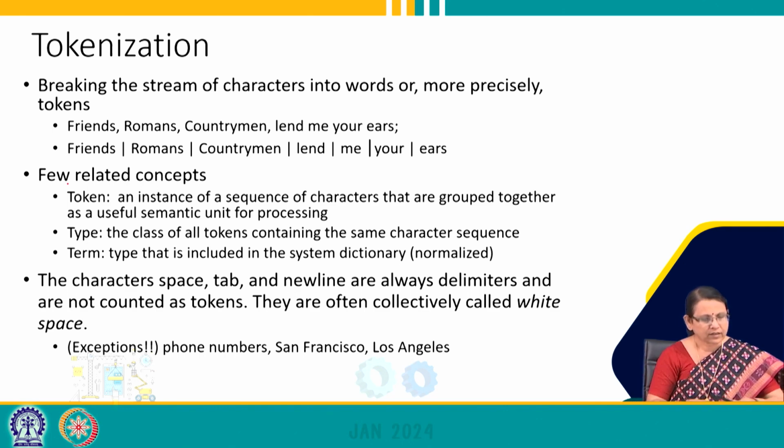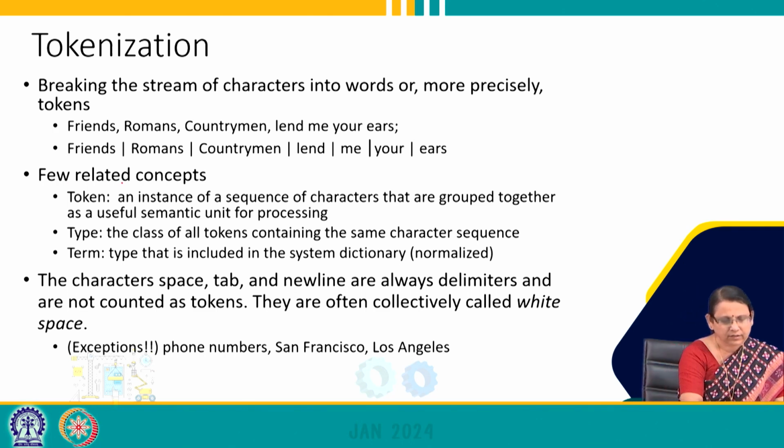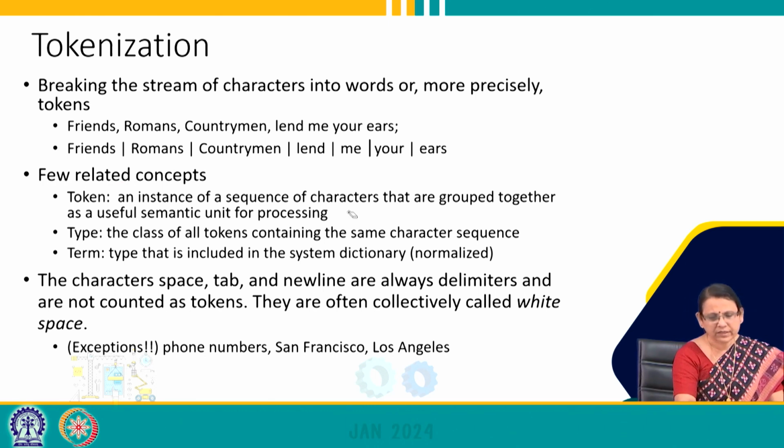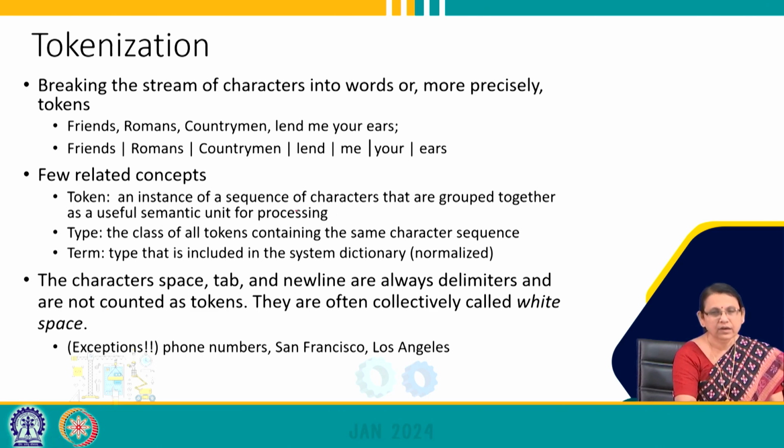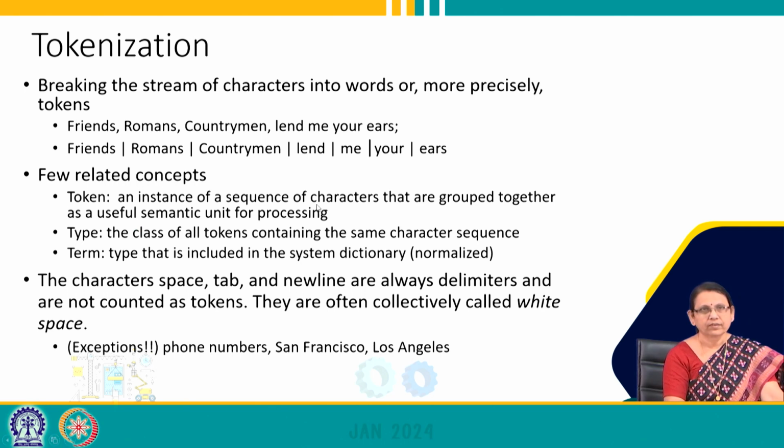Then, a token is an instance of a sequence of characters that are grouped together and is useful as a semantic unit. The class of all tokens containing the same character sequence is called a type. The term that is included in the dictionary is a normalized form of this.